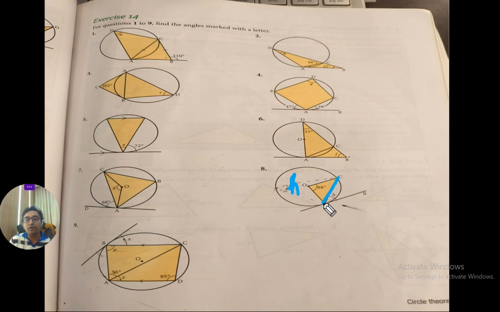Now, the same chord or same arc AC is subtending one angle at the center and one angle on the circumference. In such a case, what will be the relation? If this is 88 degrees, this is 44 degrees. If this is 44 degrees, this is also 44 degrees, H, and so on. Clear?